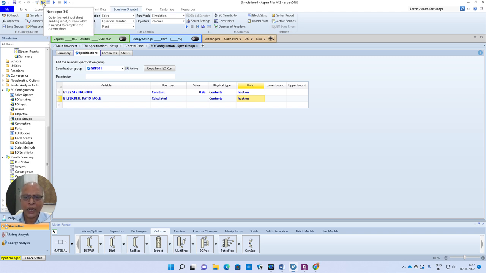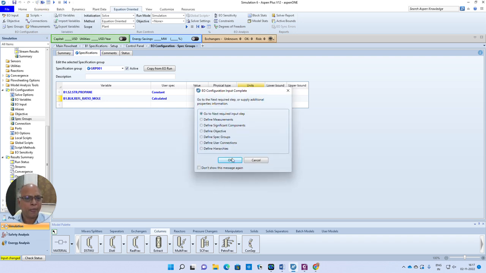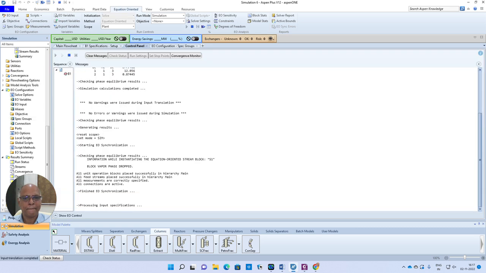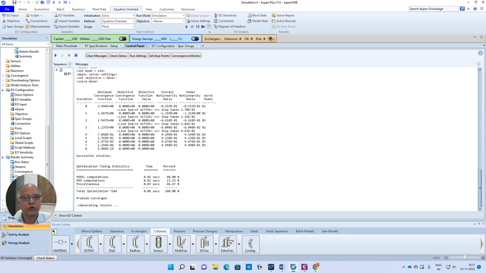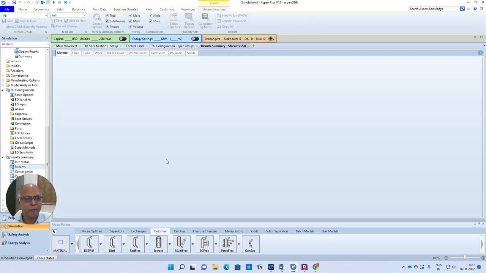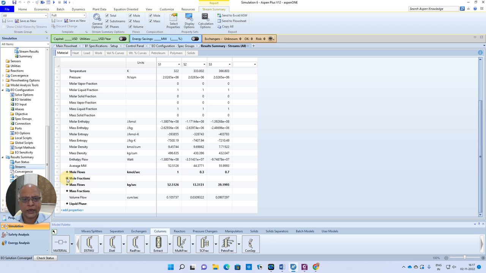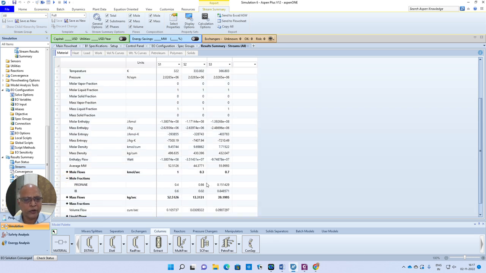Now, for the time being, I am addressing the purity of propane only in the top product. Then after this, we will see how to handle the required purity with respect to the bottom product. We were able to come to a solution. Let us look at the stream summary and mole fractions. So we got to our requirement with respect to 0.98. So we were able to get the required purity of propane in the top product, but still we were not able to get to the required purity with respect to the bottom product, right?